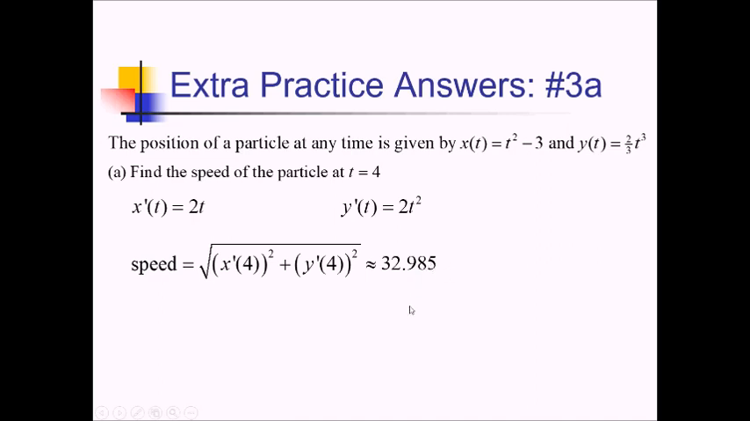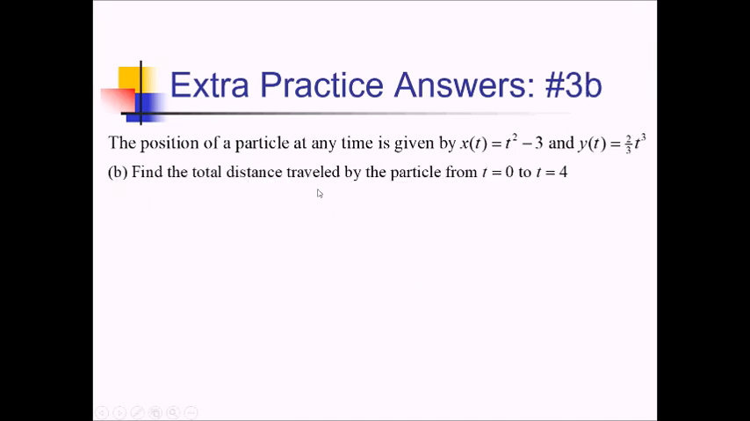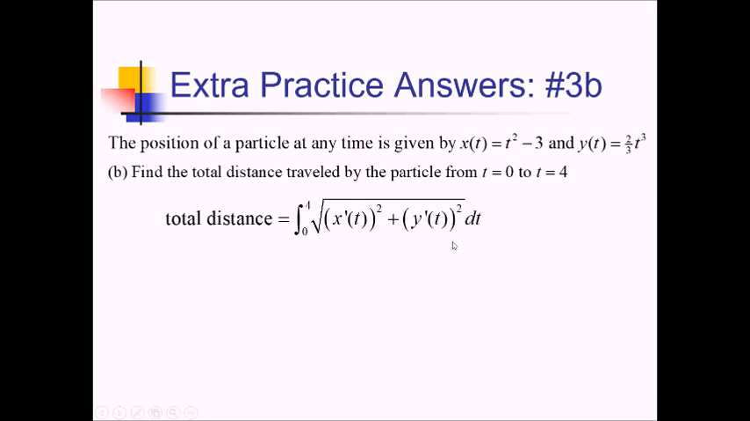For this part, they want the total distance traveled by the particle from time 0 to 4. So for that, I'm going to need the integral from 0 to 4 of essentially the speed, so the square root of x prime of t squared plus y prime of t squared dt. Now, the good thing is that I've actually already explicitly defined x prime and y prime back in part A, so I can just write those here and use this and plug it all in the calculator, and people will know what I'm talking about.